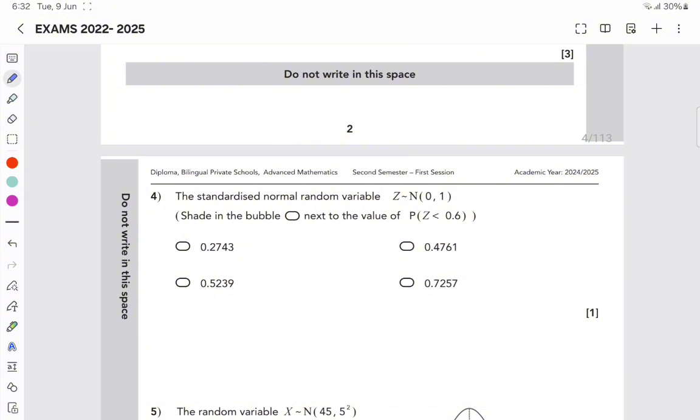It's a standardized normal random variable, z distributed normally with 0 and 1. And as you know, if you have z, that means you will use a table. Shade the value of z below 0.6. We just look at the table for z positive and the area below, or on the left. So we just state that directly from the table. Look at the table to state 0.6.